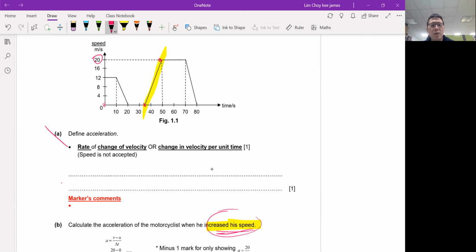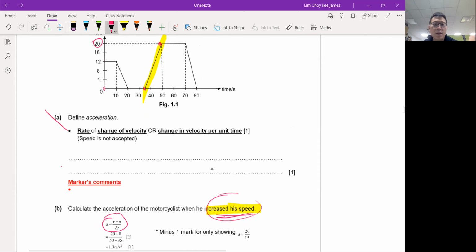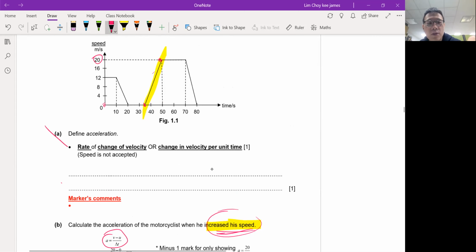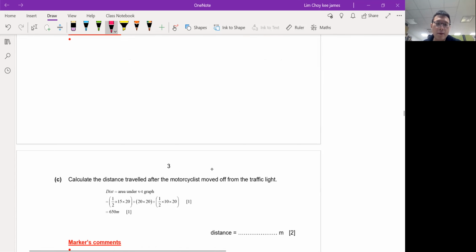So for acceleration, final minus initial, my final speed is 20 and initial is 0, so it's 20 minus 0. I also know the timing is between 35 and 50 seconds, because based on the graph, only this section increases speed. Then I use the acceleration formula, and the answer will be 1.3 straight away.